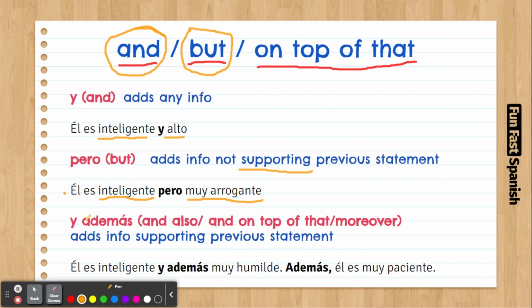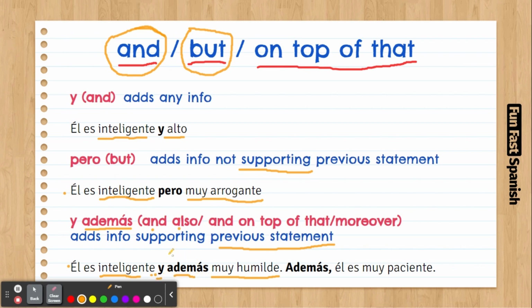And the expression y además, or just además, right? It adds information, but in this case it is supporting the previous statement. So él es inteligente y además muy humilde. So he is intelligent and also very humble. So it's like complementing what you said before. It's supporting the previous statement. So y además is like and also.